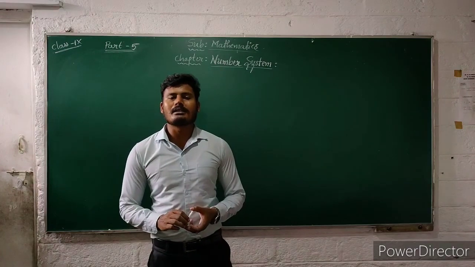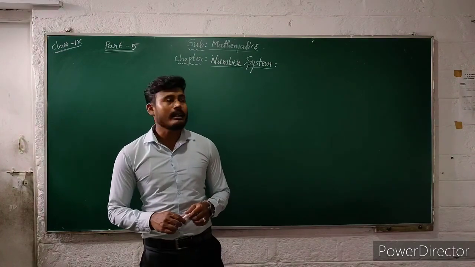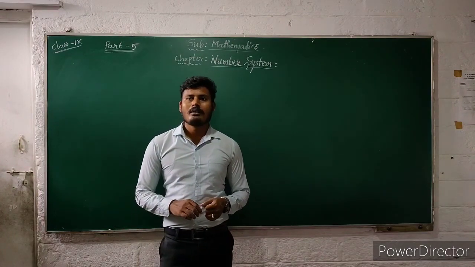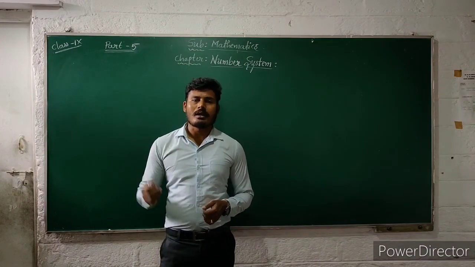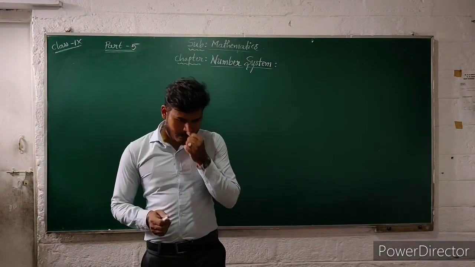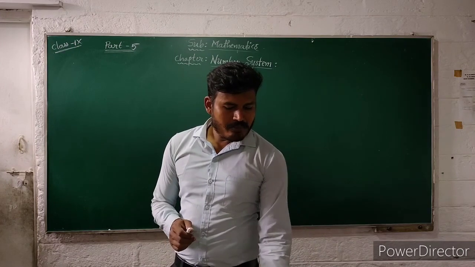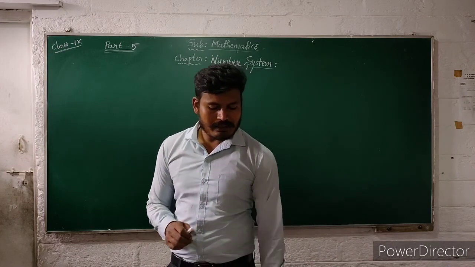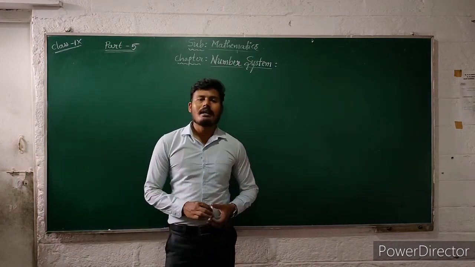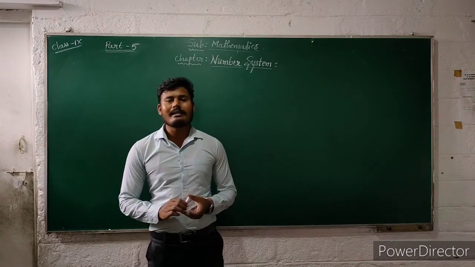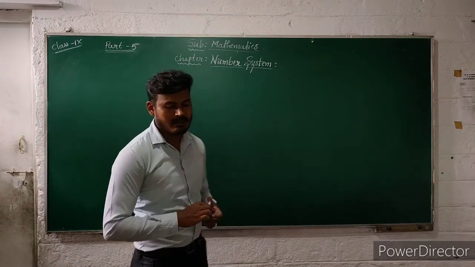Some irrational numbers on the number line like root 2, root 3 and so on. So now we are moving on to the next concept. The concept is real numbers and their decimal expansions.